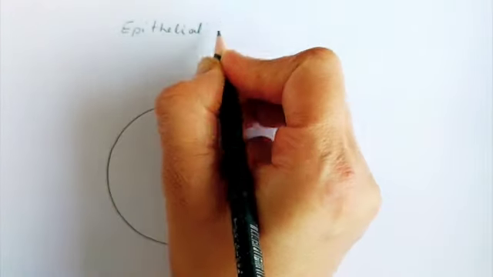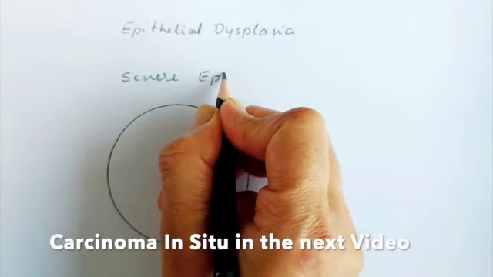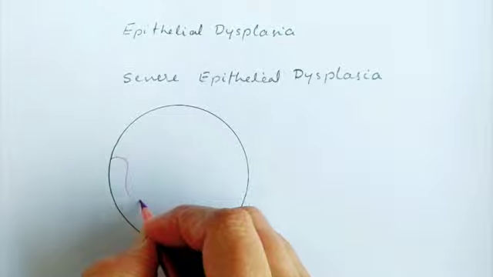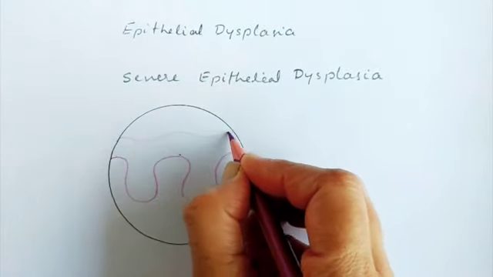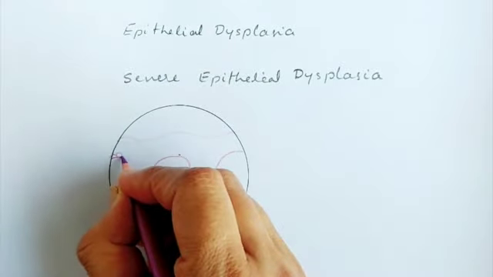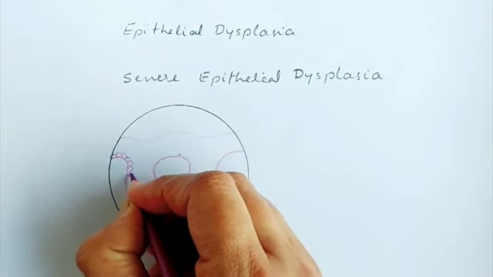In this video, we will be learning to draw severe dysplasia and carcinoma in situ. In severe epithelial dysplasia, we start with drawing of basement membrane using eosin pencil and the surface outline, and we start drawing the basal cells.